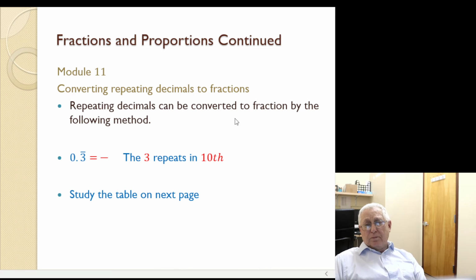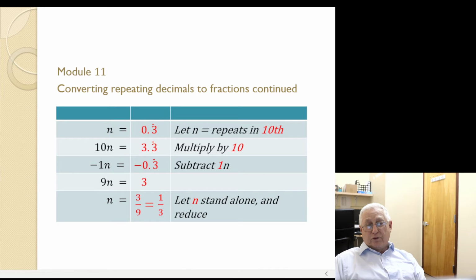Repeating decimals can be converted to a fraction by the following method. We have point bar 3, that 3 goes on and on forever. The 3 represents tenths. So study the table on the next page, but then we'll show you a simpler method to do it. I have to show you the formal way first.